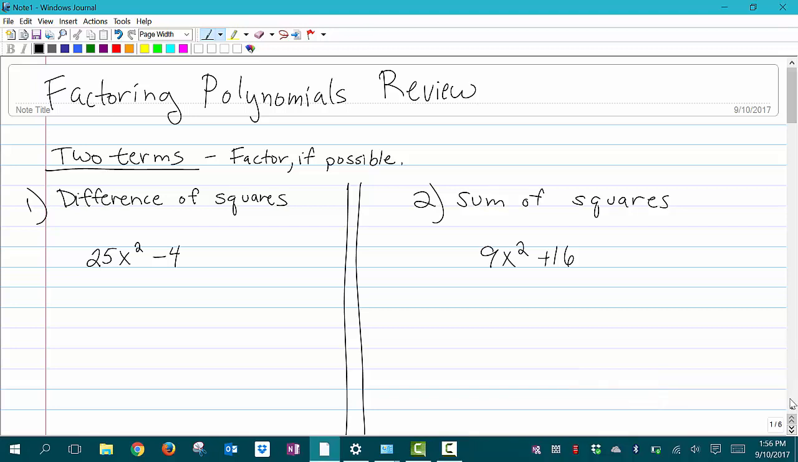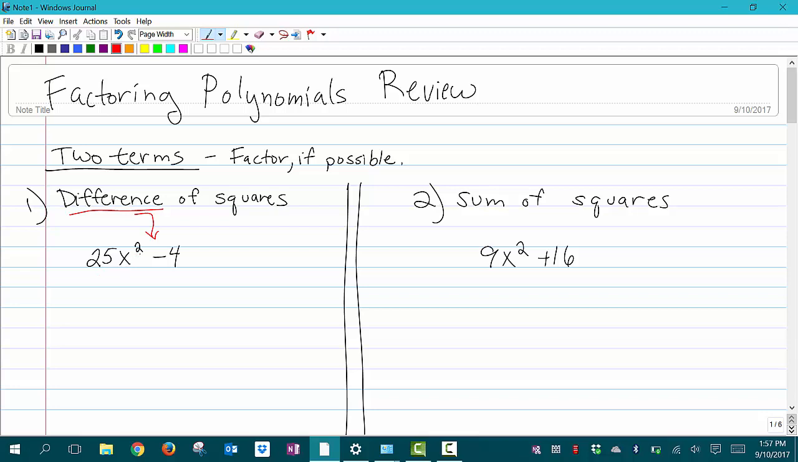This is a factoring polynomials review. If you are factoring a polynomial that has two terms, we first ask ourselves, is it a difference of squares? The word difference means subtraction. So am I subtracting between two perfect squares?